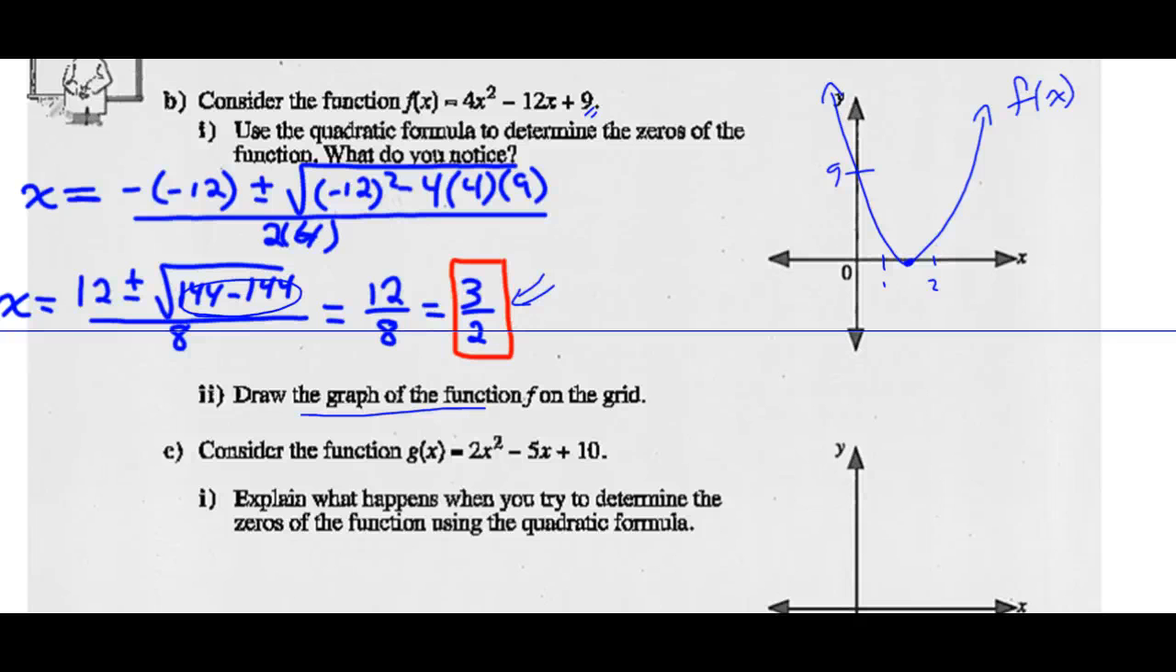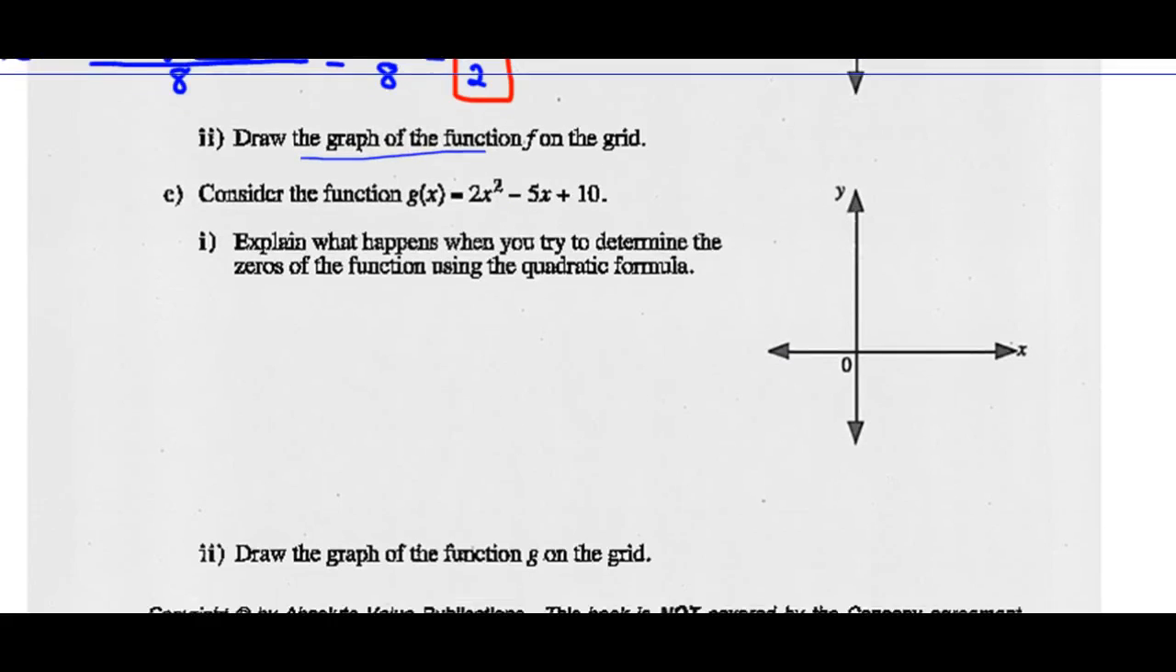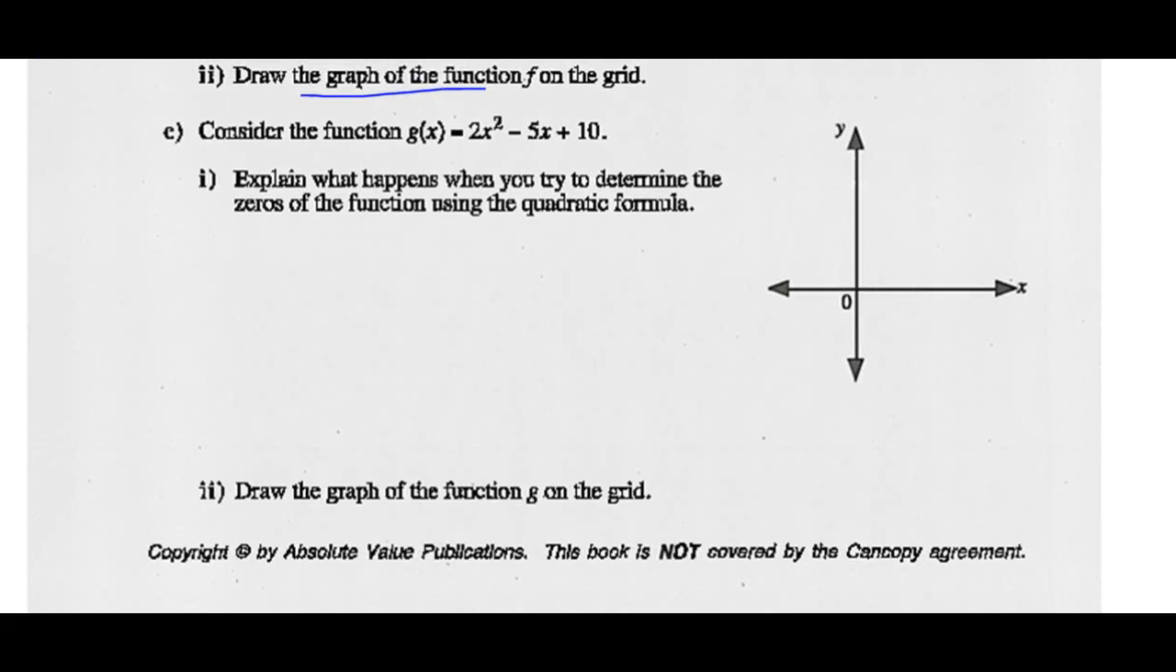All right, let's look at part C. Consider the function g of x is 2x squared minus 5x plus 10. Explain what happens when you try to determine the zeros of the function using the quadratic formula. So let's try it. a would equal 2, b would equal negative 5, and c would equal 10. Let's substitute that into the quadratic formula.